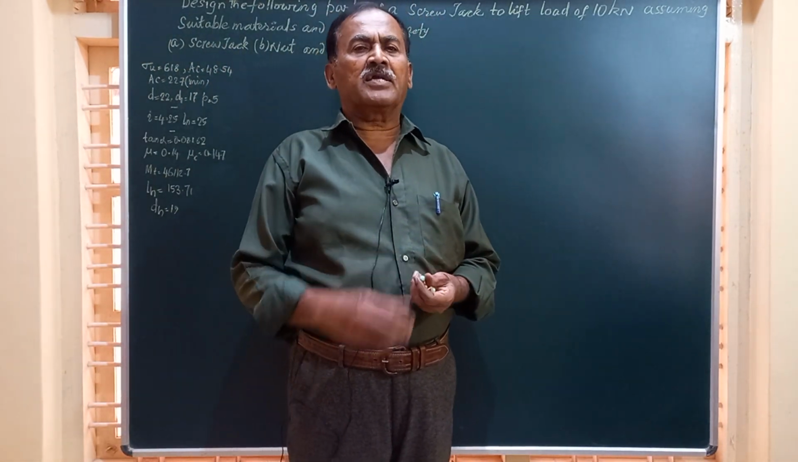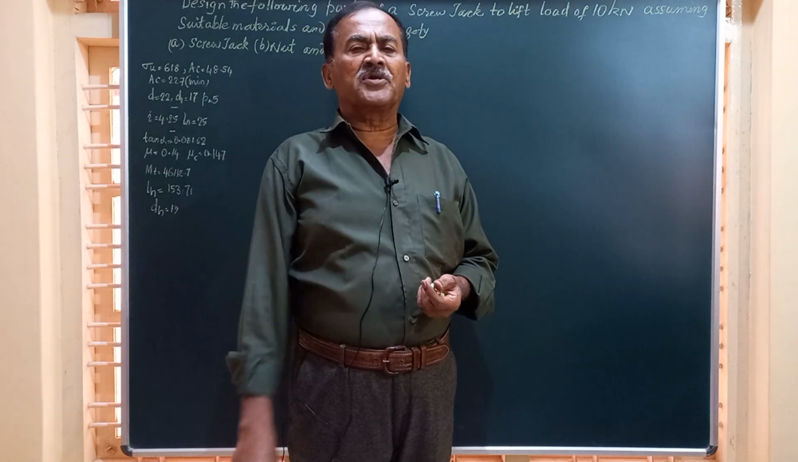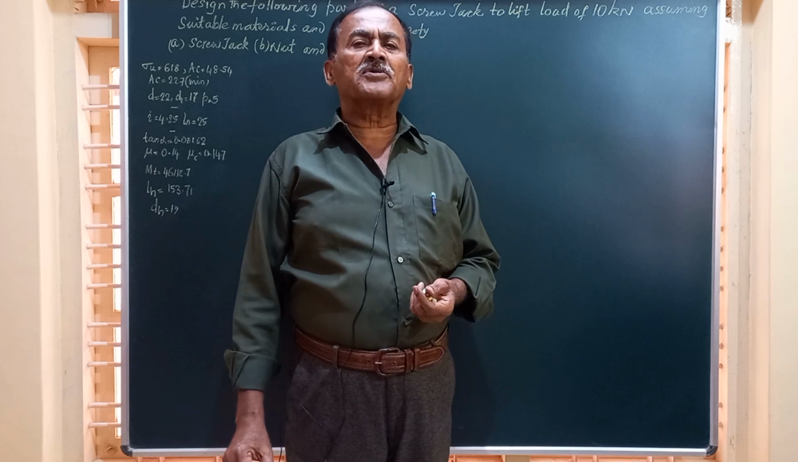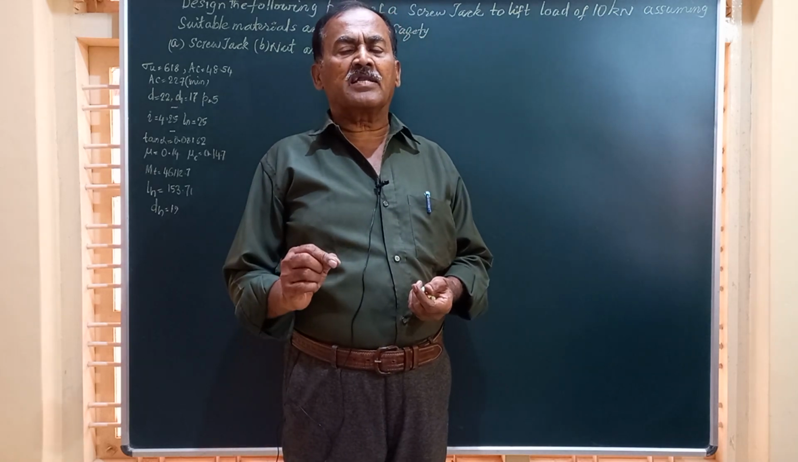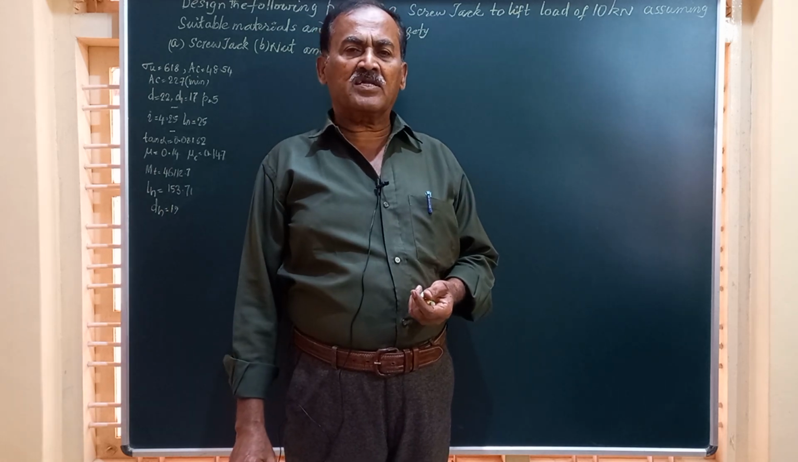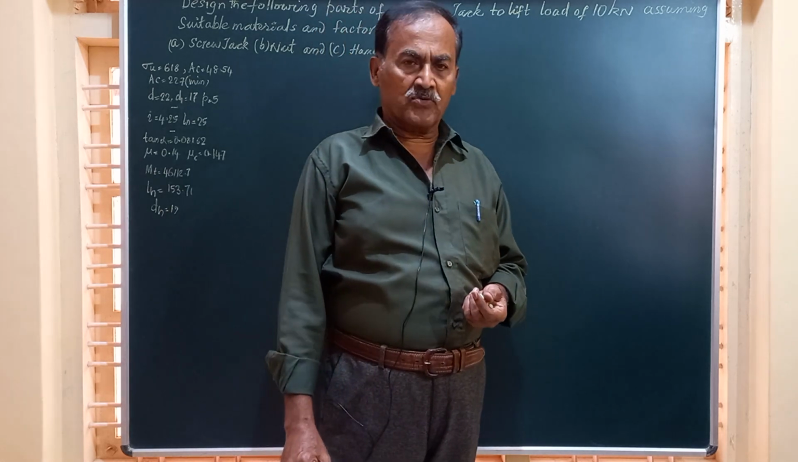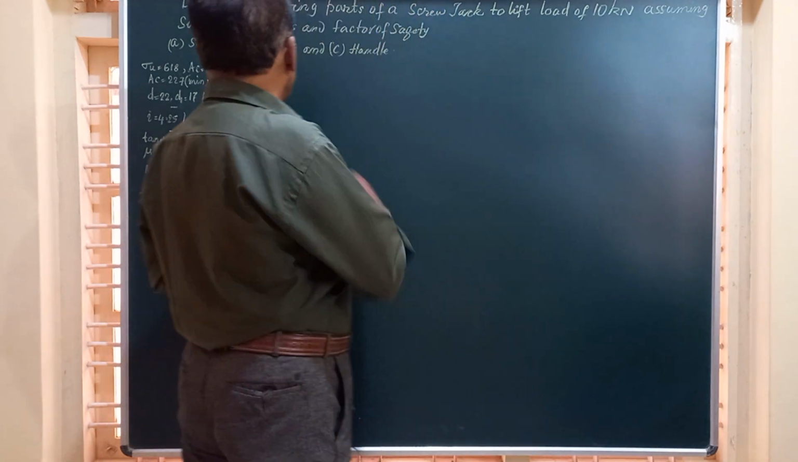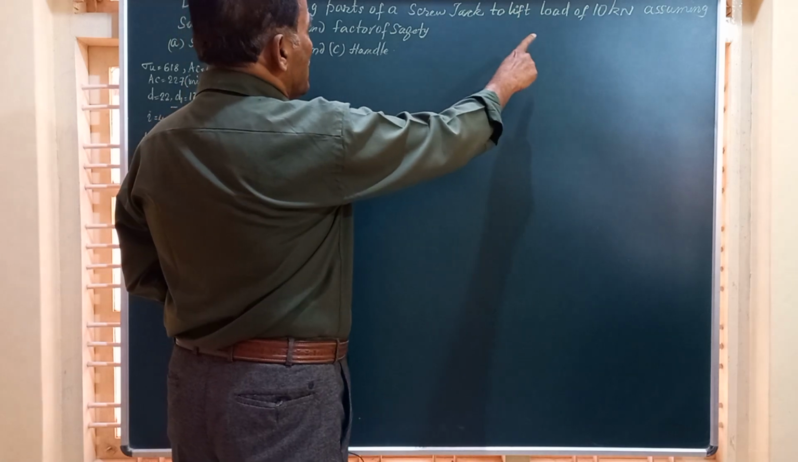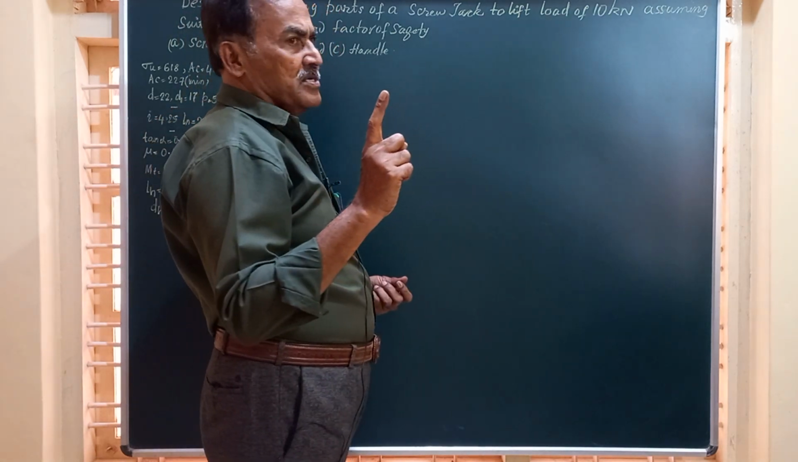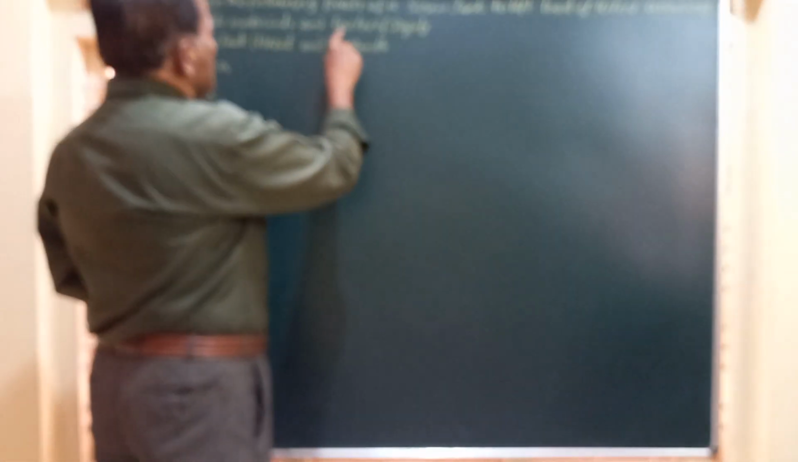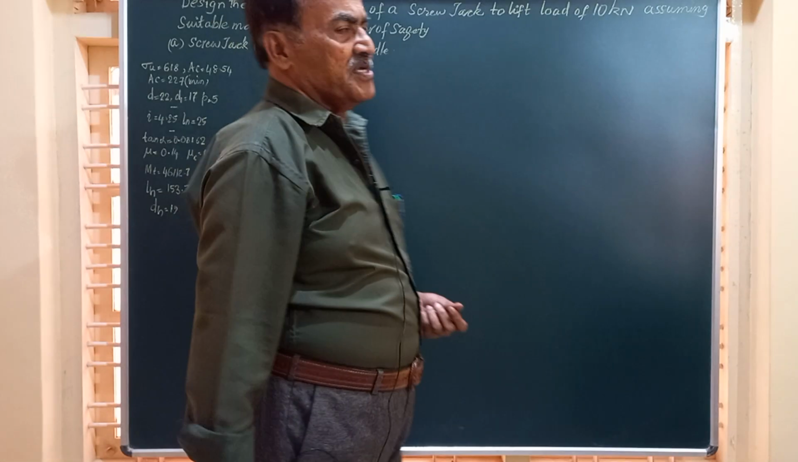Myself Dr. M.H. Annaya. In today's video on Machine Design 1, we are going to learn how to design a screw jack for a given capacity. Friends, let's see what is the question we have for today's video. The question reads like this. Design the following parts of a screw jack to lift a load of 10 kilonewton, which is the load to be raised, assuming suitable materials and factor of safety.